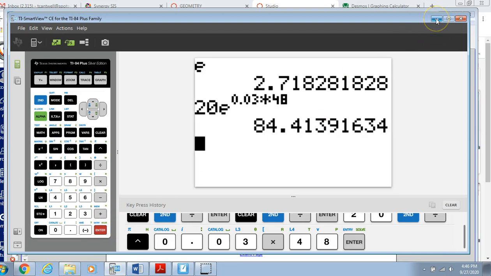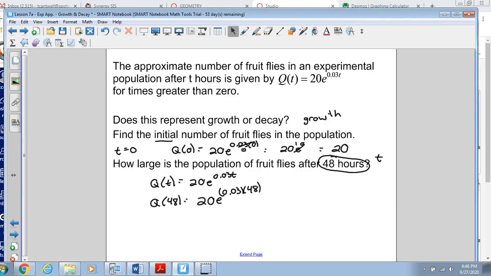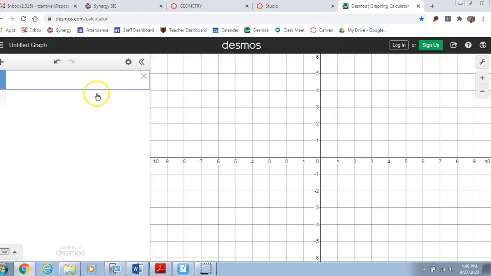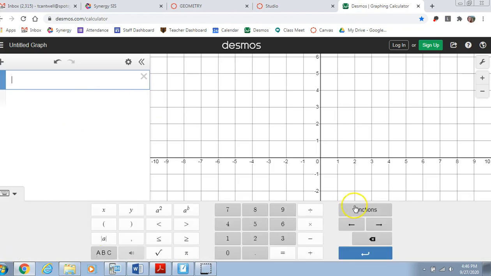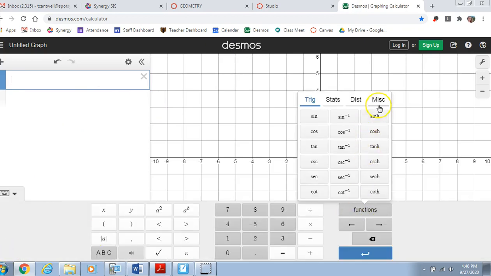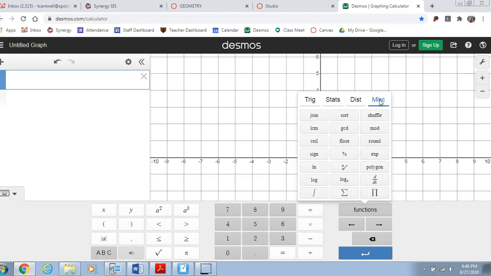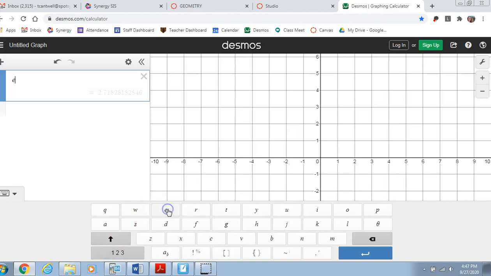Let's go over and explore how we would enter that on Desmos also. On Desmos, if you want to find logs and natural logs, they're under the functions and miscellaneous, but there is not an e key anywhere on here. So for Desmos, you would need to go to your keyboard and hit e.